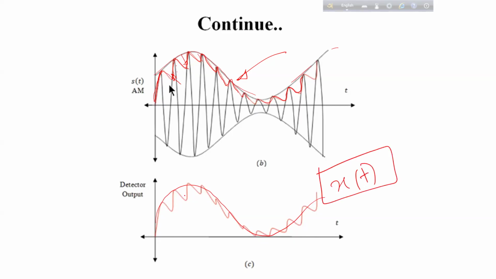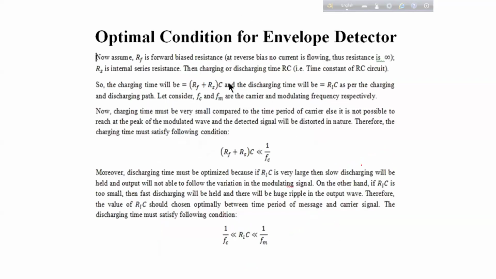So there is a little ripple, but if we use a low pass filter, we can prevent these ripples. So we will get a smooth output voltage at the detector, and that smooth output voltage represents the original message signal. So this is how we can extract the message signal perfectly. Now there is an optimal condition for the envelope detector.